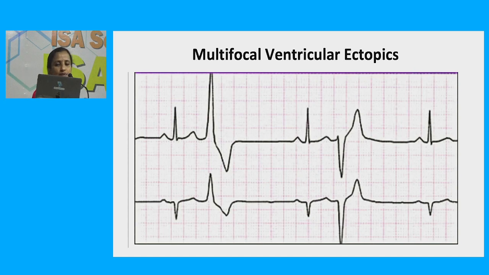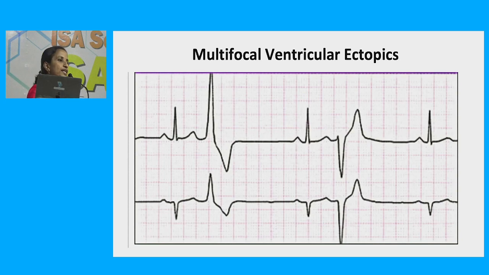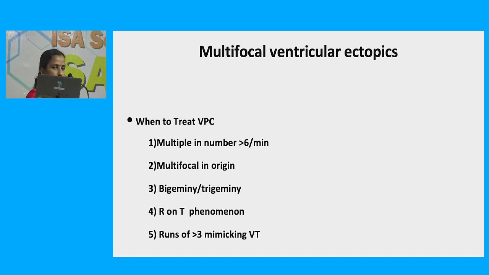So what is the difference from the previous one? Different morphology for the QRS complex is there. Here the ectopic beats are of the same morphology, unlike that, here you can see the varying morphology of the ectopic beats. So it is multifocal ventricular ectopics with compensatory pause again. The extrasystoles arise from different foci. That is why there is different morphology of the ectopic beats, which gives different QRS complexes.